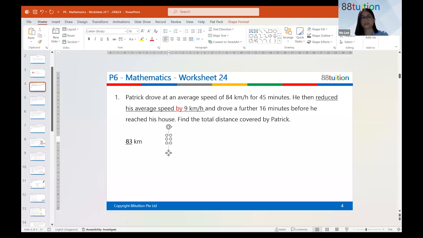Okay, this question. Patrick drove at an average speed of 84 kilometer per hour. So we know speed, write out 84 kilometer per hour. And then they tell you time is 45 minutes. This is the thing, take note: always change your minutes to hours, because usually the speed is per hour. You want to make sure that the units are the same.